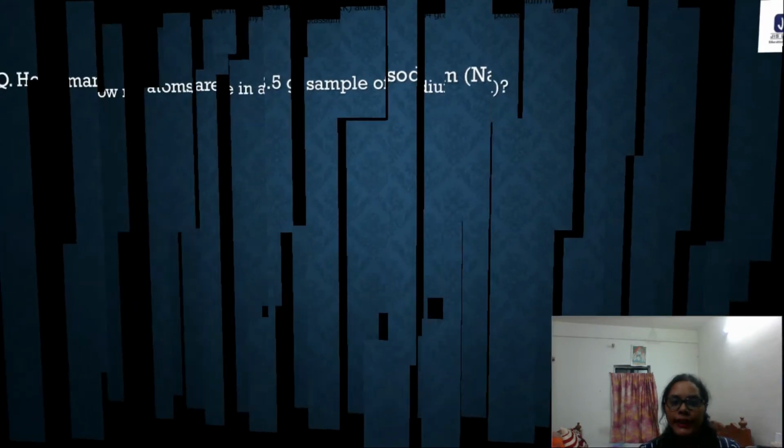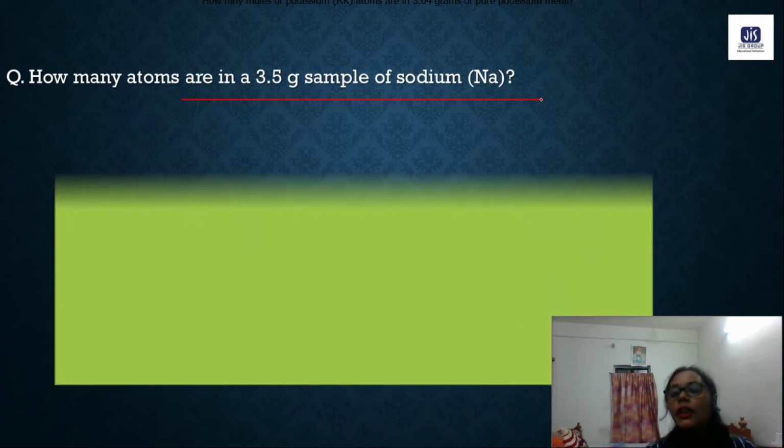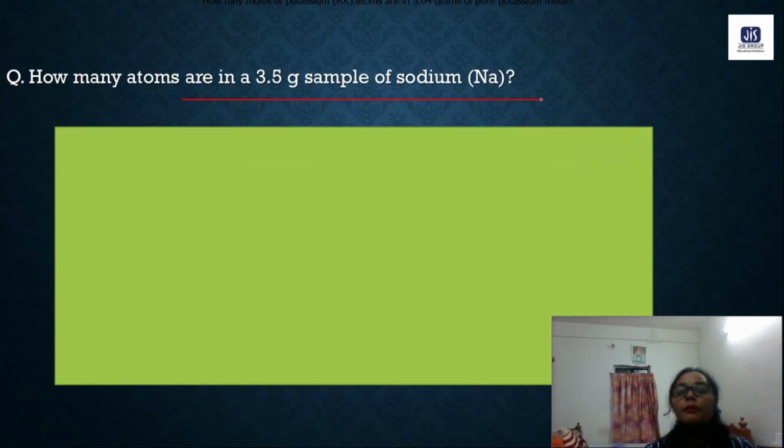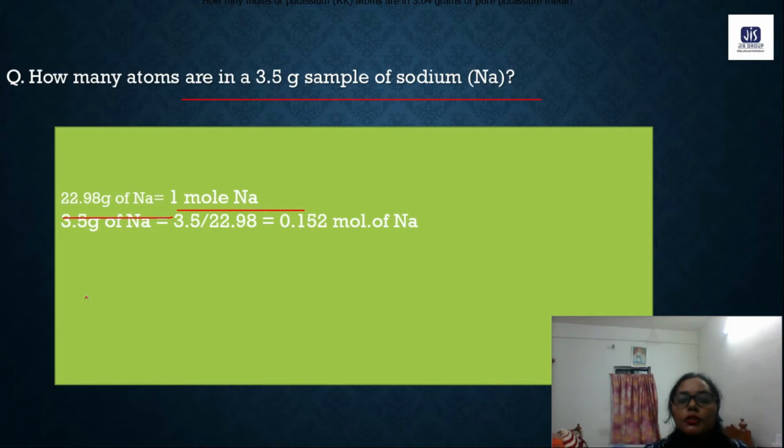Now move to the next question: how many atoms are in a 3.5 gram sample of sodium? Again we first have to find the molecular weight of sodium, which is 22.98 gram. That much gram means 1 mole of sodium, right? Whatever the molecular weight, that much gram will be present in 1 mole. In our question we have a 3.5 gram sample of sodium. So 3.5 gram of sodium equals 0.152 mole of sodium.